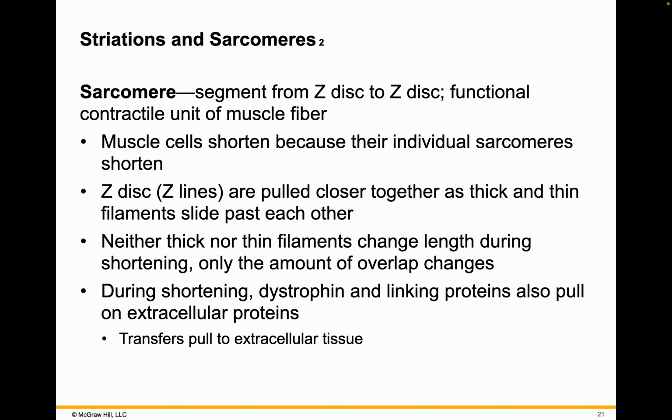Muscle cells shorten because their individual sarcomeres shorten. The Z discs are pulled closer together as thick and thin filaments slide past each other. Neither the thick nor thin filaments change length during the shortening. Only the amount that they overlap is going to change. And during that shortening, dystrophin and other linking proteins pull on the extracellular proteins, transferring that force to the extracellular tissue. Remember, these are only cells.